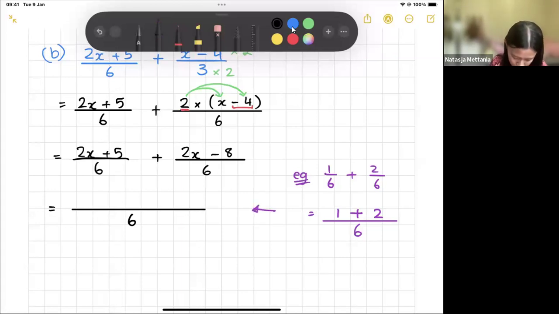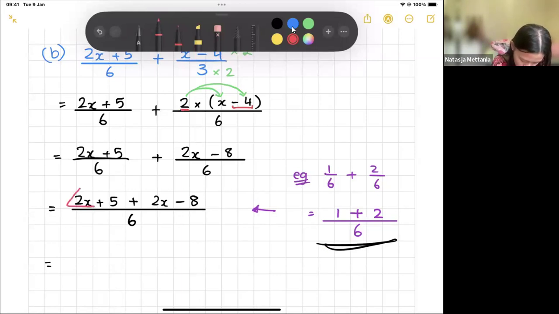Okay, so let's do it. I'm going to bring 2x plus 5, then plus 2x minus 8. Okay, similar to our example here. Then what we're going to do is collect our like terms. Like terms, we've got 2x. Making sure when you're collecting the like terms, you are collecting it with the sign. So that one will be plus 2x. Okay, 2x plus 2x is equal to 4x. That should be easy enough.